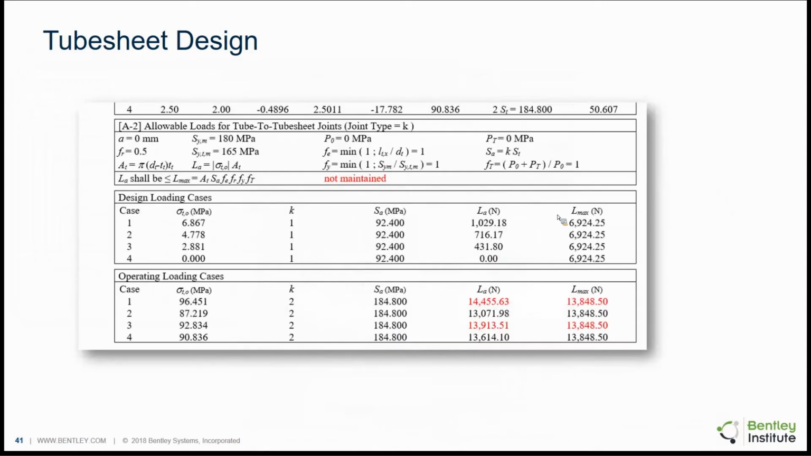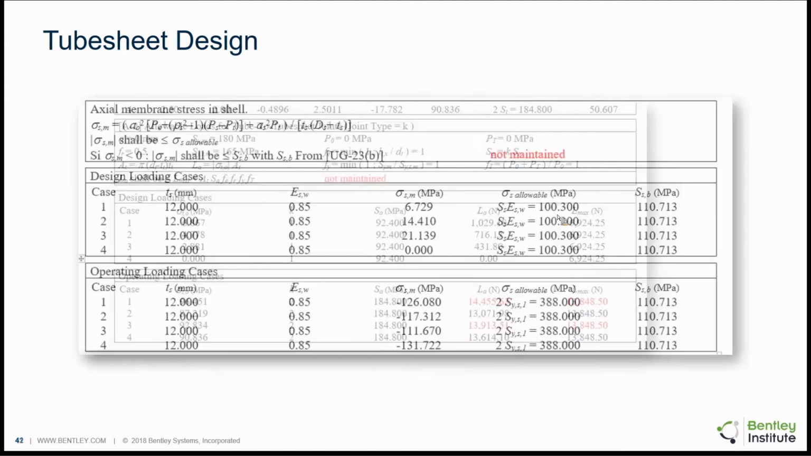For the tube sheet design allowable loads for the tube to tube sheet joint, as you can see, the LA values need to be less than the L max. In this case, it is exceeding, particularly for the operating load case. So in AutoPIPE Vessel, in the design report, if you have an error or a failure, it highlights it in red. So it is easy to interpret the report and find out what went wrong.